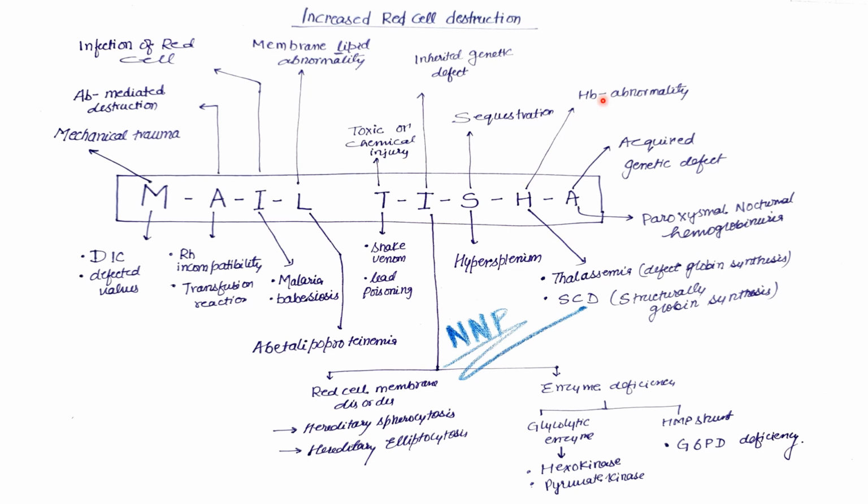H is for hemoglobin abnormality, for example in thalassemia where there is a defect in globin synthesis, or sickle cell disease in which we see structurally abnormal globin synthesis. A is acquired genetic defect, for example in PNH, paroxysmal nocturnal hemoglobinuria.